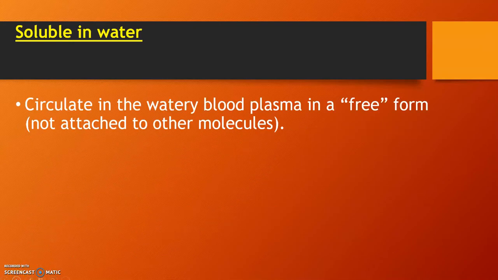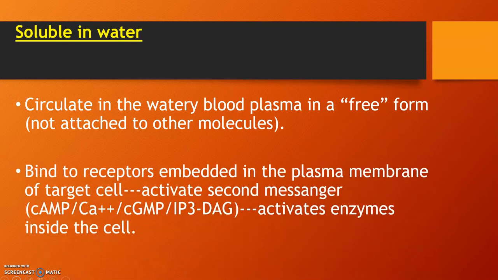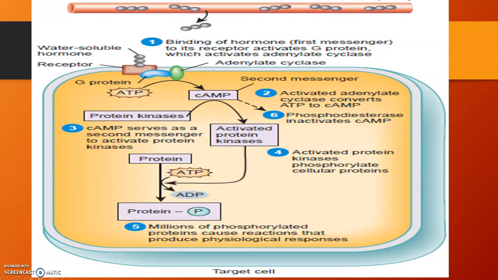They circulate in the watery blood plasma in a free form, not attached to other molecules. They bind to receptors embedded in the plasma membrane of target cells and activate second messengers. Here the second messengers could be cyclic AMP, that is adenosine monophosphate. It could be calcium. It could be cyclic guanosine monophosphate. It could be IP3 and DAG, that is inositol triphosphate and diacylglycerol, which in turn activate enzymes inside the cell. So this is the mechanism.